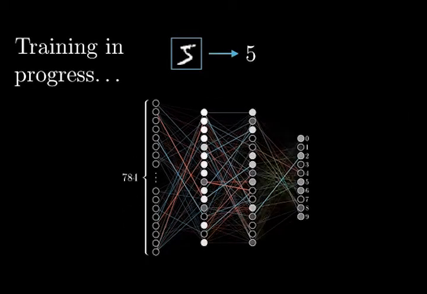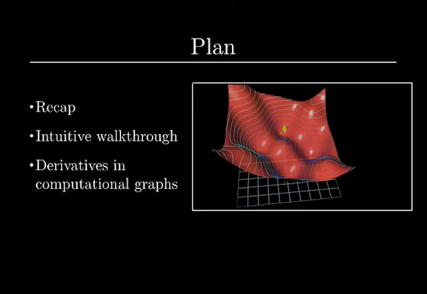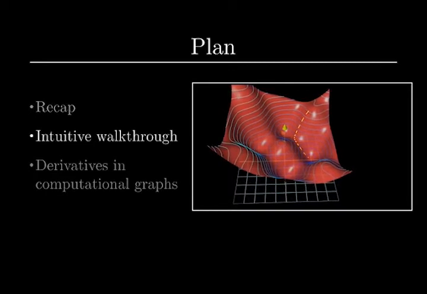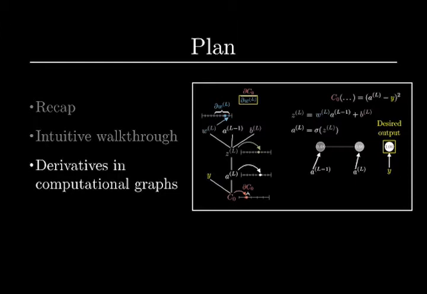Here, we tackle backpropagation, the core algorithm behind how neural networks learn. After a quick recap for where we are, the first thing I'll do is an intuitive walkthrough for what the algorithm is actually doing, without any reference to the formulas. Then, for those of you who do want to dive into the math, the next video goes into the calculus underlying all this.